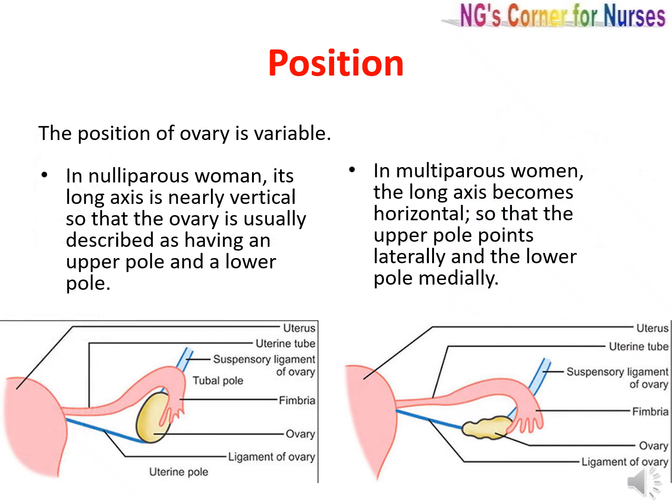Next, coming to the position of the ovary. Position varies whether the woman is nulliparous or multiparous. In nulliparous woman, its long axis is nearly vertical so that the ovary is usually described as having an upper pole and a lower pole. And in multiparous woman, the long axis becomes horizontal so that the upper pole points laterally and the lower pole medially.